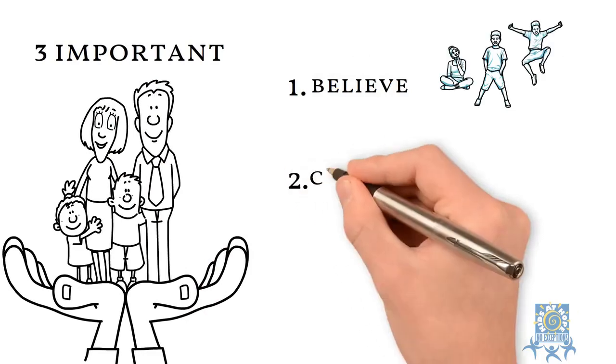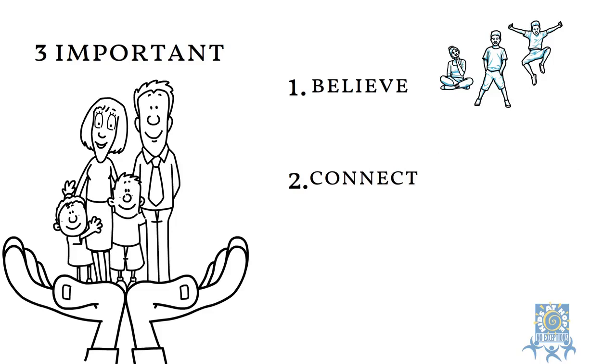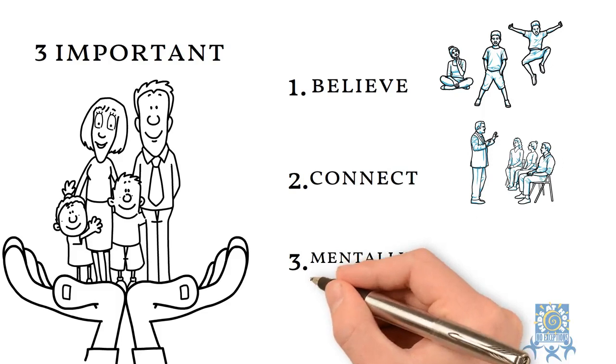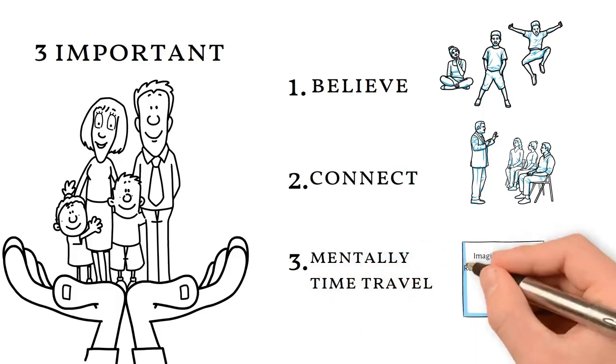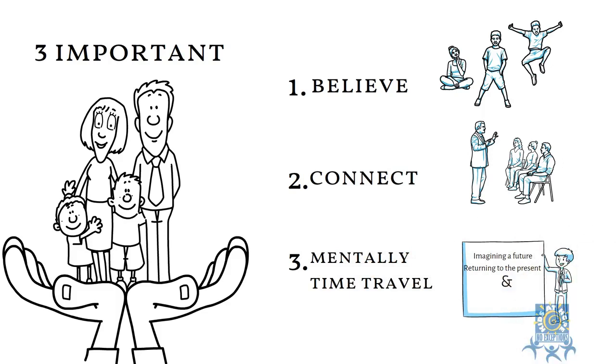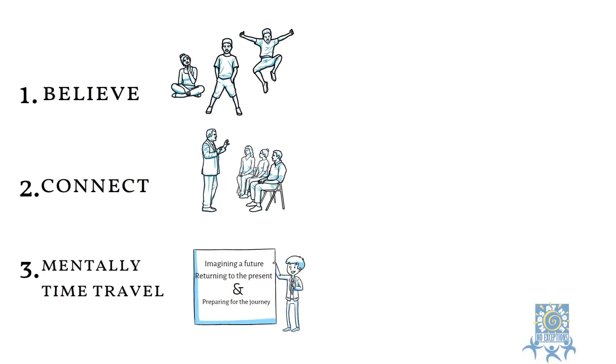Second, we must connect with kids in meaningful ways. That is different than just enrolling them in programs, delivering curriculum, or offering services. And third, young people need to learn to mentally time travel, which is the learned process of imagining a future, returning to the present, and preparing for the journey.